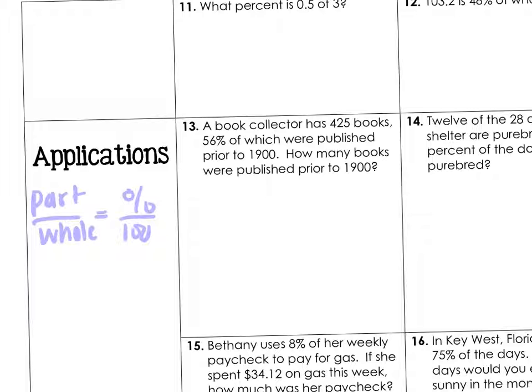A book collector has 425 books, 56% of which were published prior to 1900. How many books were published prior to 1900? So we're going to let X equal the number of books published prior to 1900. And how many total books? So X is part of his total collection. His total collection is 425.